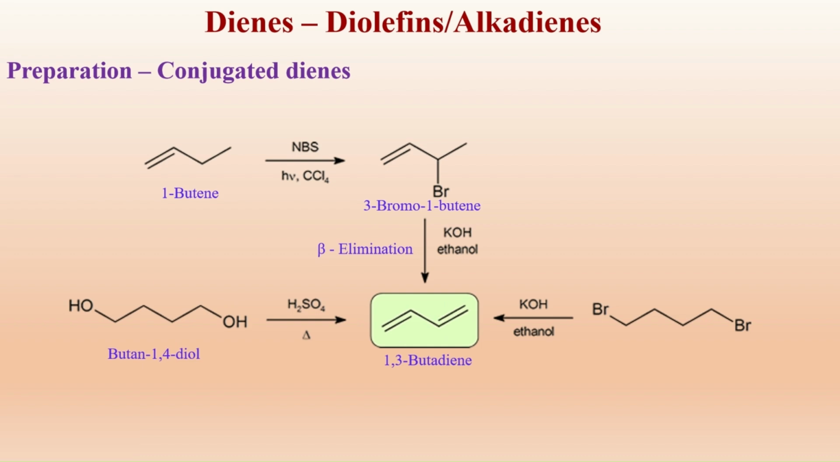The same 1,3-butadiene can be obtained from 1,4-dibromobutane, which can undergo beta elimination in the presence of ethanolic potassium hydroxide, and I'll get butadiene. These are the major methods of preparation of conjugated dienes. Conjugated dienes are highly stable. That's why conjugated dienes have a special place in organic chemistry. Why are they stable?